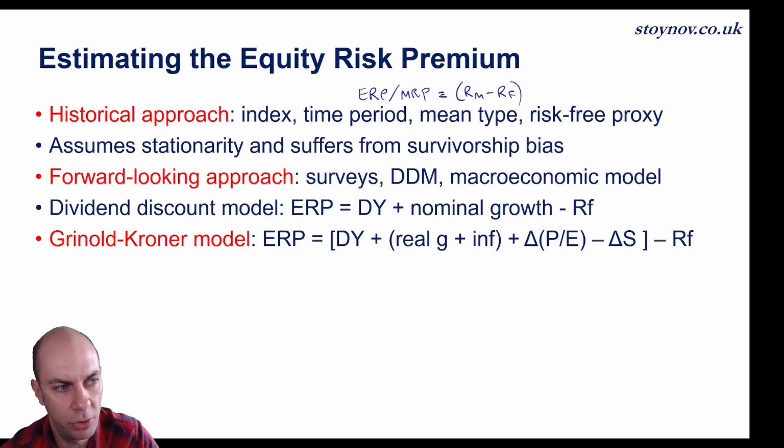Well, the first approach is the historical approach. This is pretty straightforward. So what am I doing here? I'm basically going back a certain period, computing the annualized return of the market, and I'm doing the same for the risk-free rate. But now this is going to beg a number of questions.